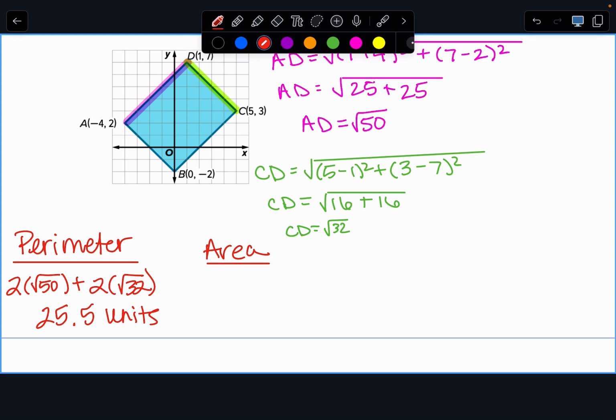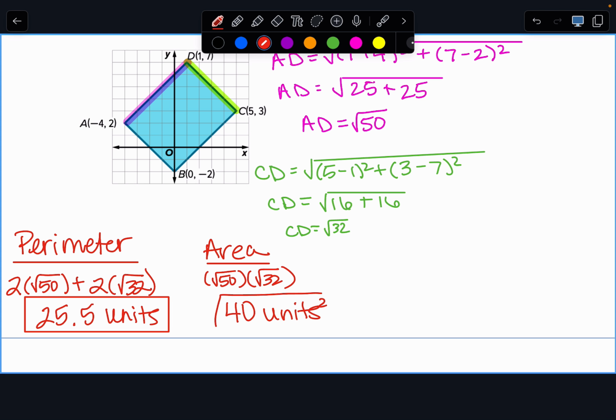Now, area is length times width. So for area, we're going to take square root of 50 times square root of 32. I think you get kind of a nice number, right? That's better. Okay, so I'm going to put 40 square units because we're talking about area. Perimeter was just normal units.